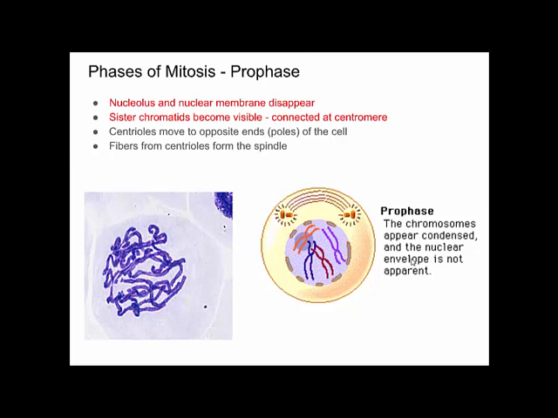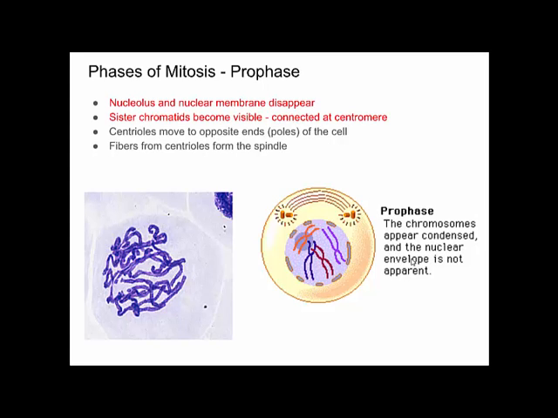So here's what it actually looks like in a cell. The chromosomes are visible. They're kind of in a mess here. They're not distinct from each other really, but they're condensed into chromatids. And the nuclear membrane is gone.